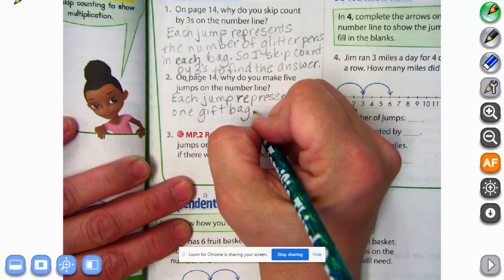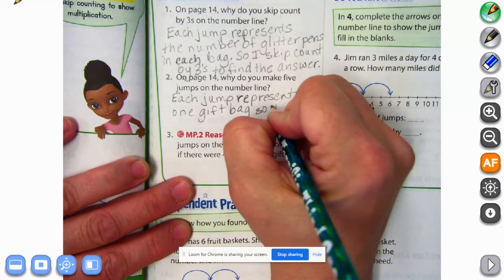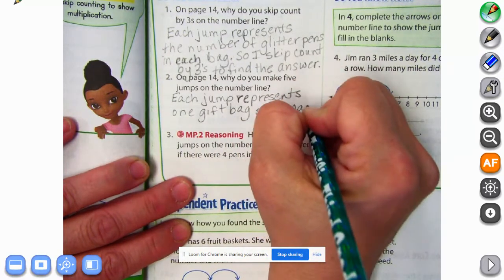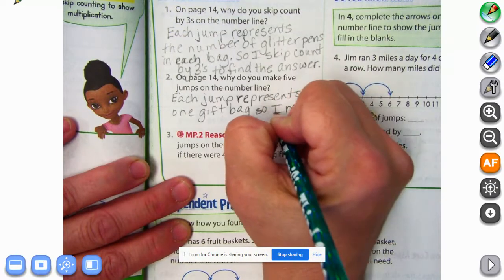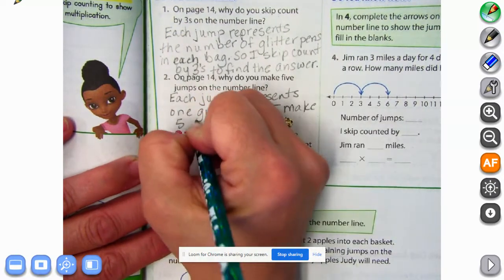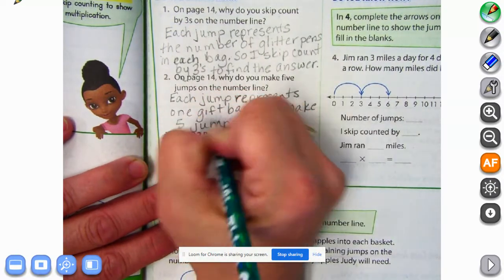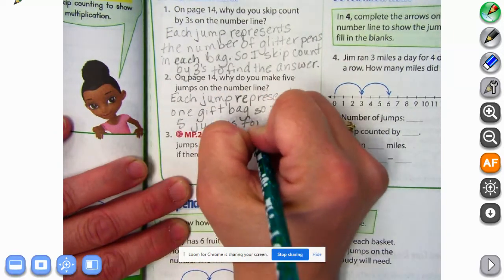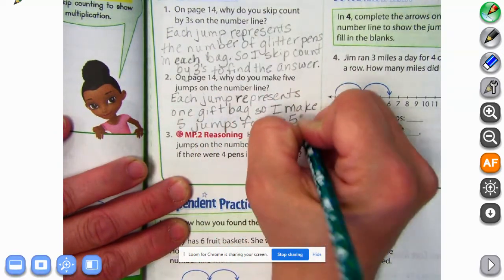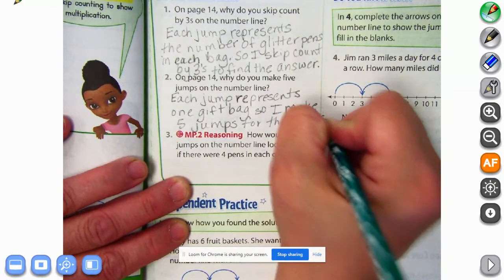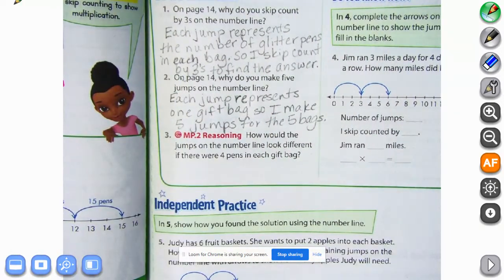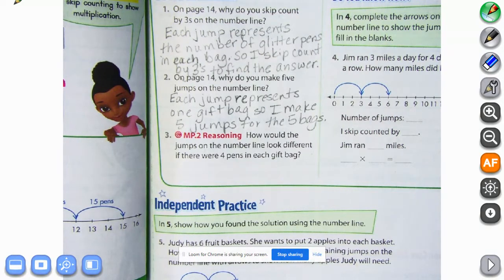Okay, so I make 5 jumps for the 5 bags. Okay, remember, pause if you need to. Pause if you need to, so that you can get it all done.